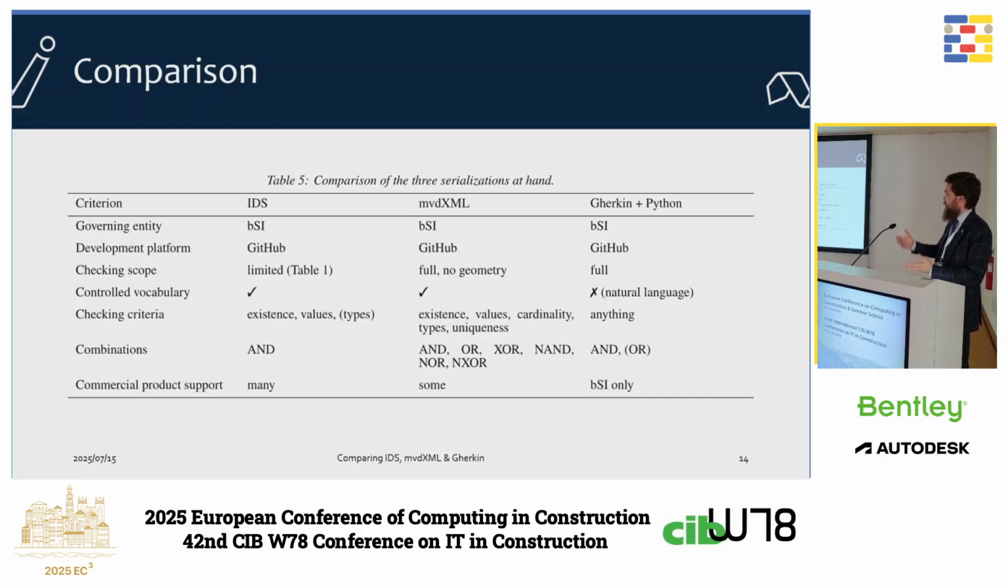Checking criteria: you can check for existence, you can check for values. In mvdXML, you can check for uniqueness, for cardinalities, and in Python, of course, you can check for everything. Also combinatorics, as we've seen in the previous presentation, all logical interconnections. In IDS, currently only AND is possible. In mvdXML, you have the whole plethora of it.